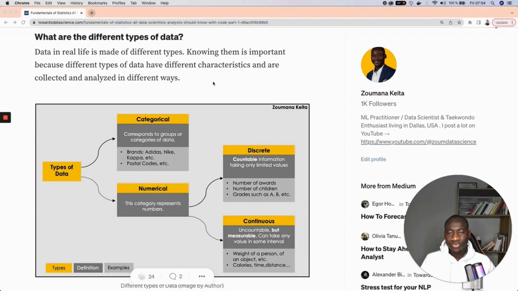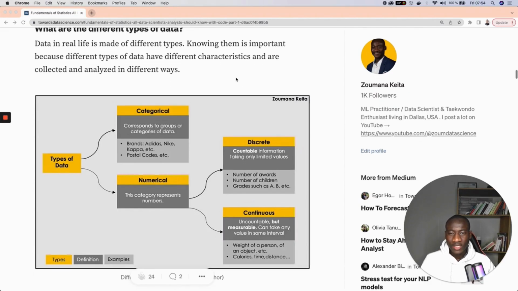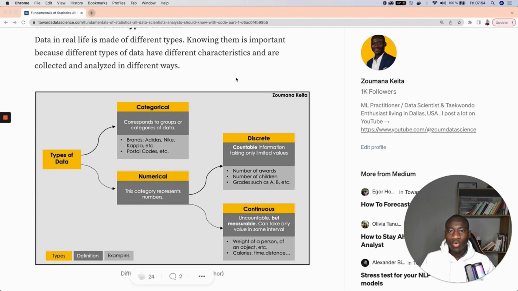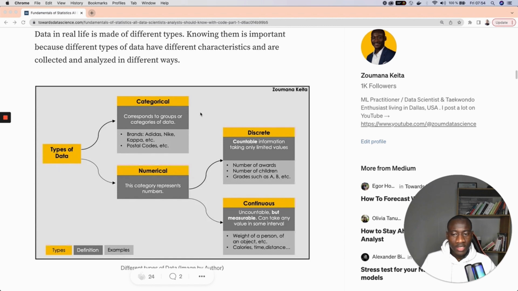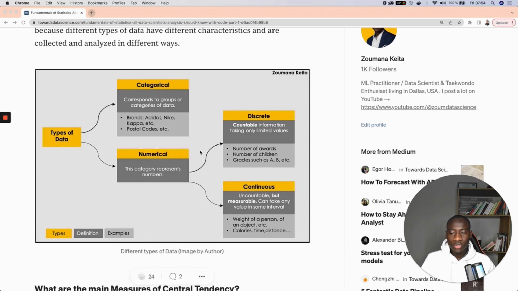During data collection, we can come across different types of data, and these data are of two main types. We have categorical data and numerical data. Categorical data correspond to a group of categories such as brands or even postal codes. And we have also numerical data. In numerical data, we also have two categories: discrete data and continuous data.